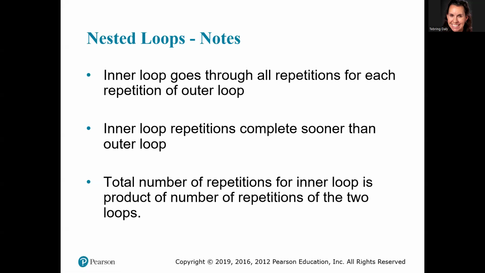And so how many repetitions would it be? You multiply the outer loop times the inner loop, and that tells you how many times it'll go through. So you have to figure out, like, if you have 25 students, okay, and you have 10 tests, then you would multiply the 25 times the 10, and that's how many times it will go through.